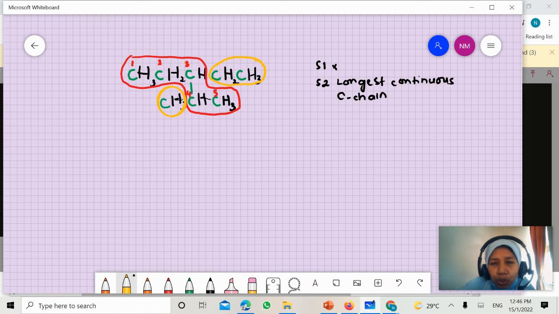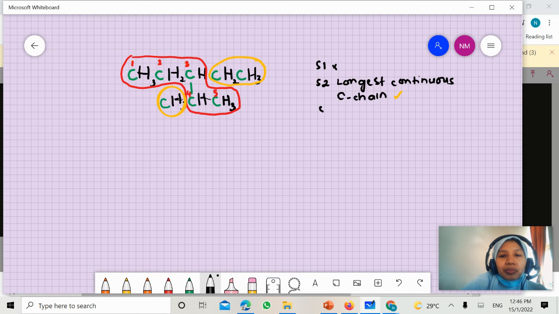Okay, so which one do we choose? Which one is the right one? The orange one, the linear one, or the red one? Right. So, we choose the one with more substituents. Tadi satu je substituent. But now, we have 2 substituents. So, this is the right carbon chain. Okay. Now, step 2, done.